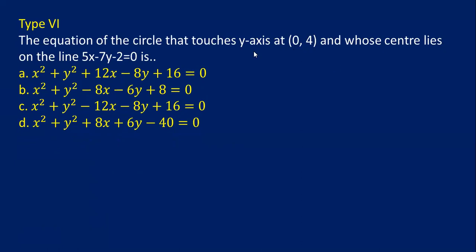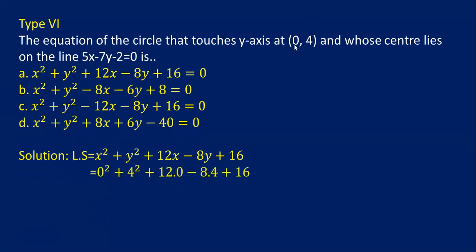Now we'll test the options here. The circle passes through the point (0, 4). Now see the option x² + y² + 12x - 8y + 16. Here x is 0, y is 4: 0² + 4² + 12(0) - 8(4) + 16, that is 16 - 32 + 16, that is 32 - 32, that is 0. So option A is correct.